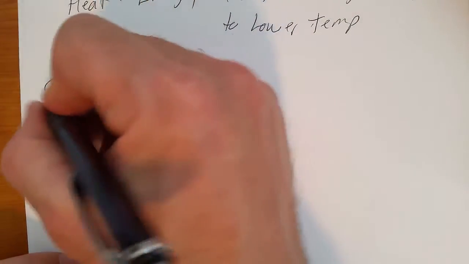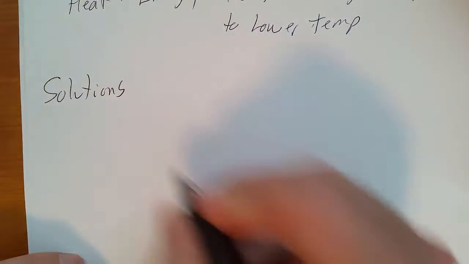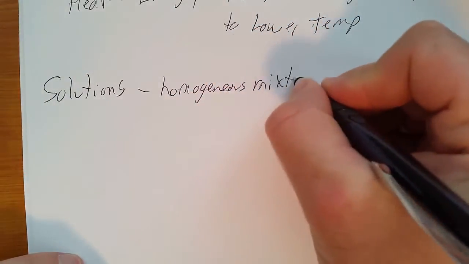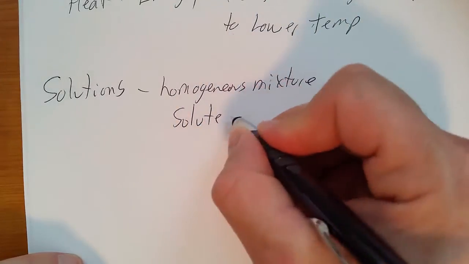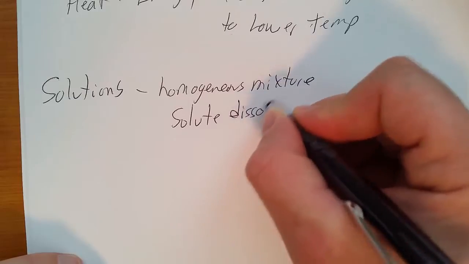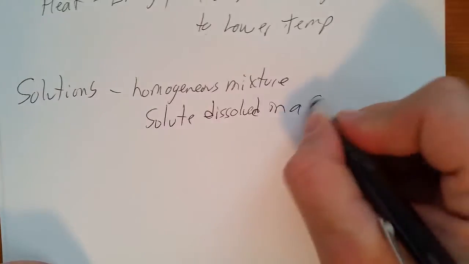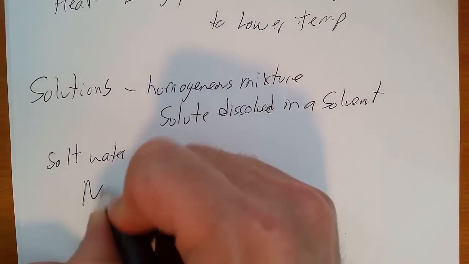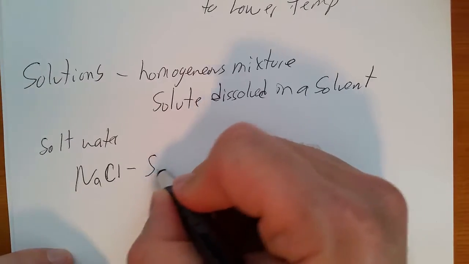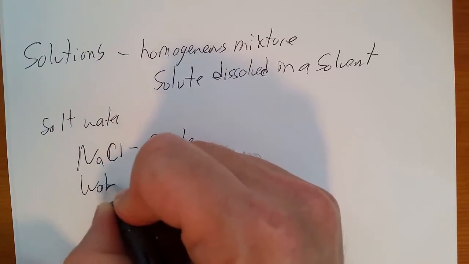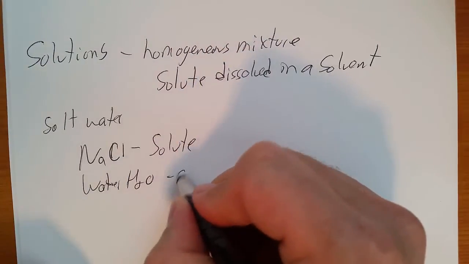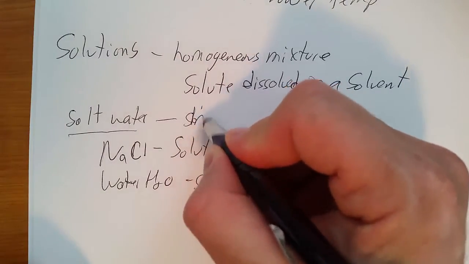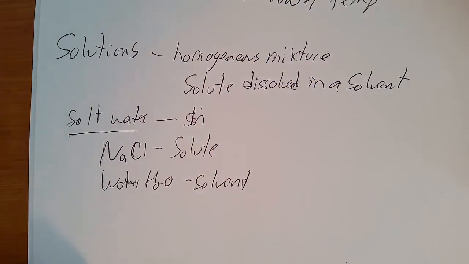Okay, getting to the end. Solutions. A solution is a homogeneous mixture of a solute dissolved in a solvent. So we have salt water. Salt, NaCl, is the solute. Water is the solvent. And the salt water is the solution. SLN is an abbreviation for solution.